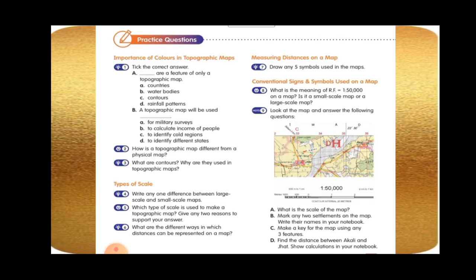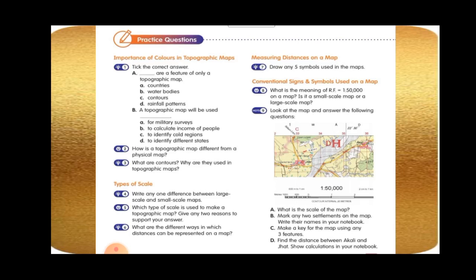Now question number 9. Look at the map and answer the following questions. Here are 4 questions A, B, C and D. So what is the scale on the map? It is given at the bottom of the map. So what is the scale? The scale of the map is 2 centimeter is equal to 1 kilometer.